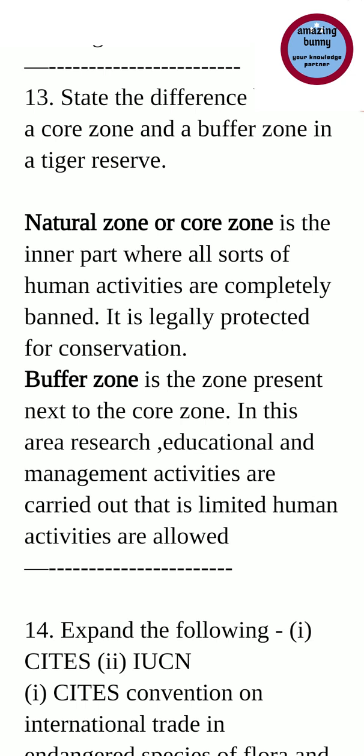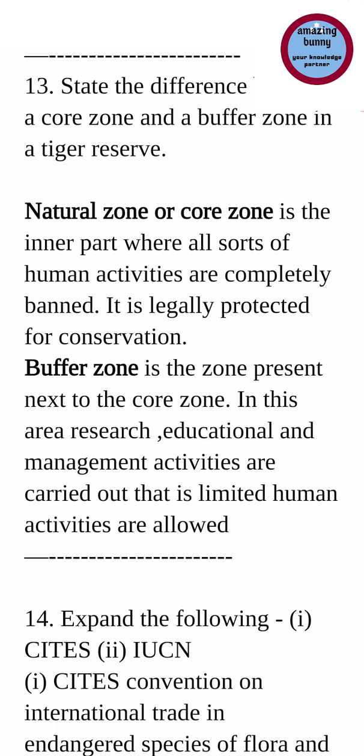State the difference between a core zone and a buffer zone in a tiger reserve. The natural zone or core zone is the inner part where all sorts of human activities are completely prohibited or banned. It is legally protected for conservation. The buffer zone is a zone present next to the core zone. In this area, research, educational and management activities are carried out, that is, limited human activities are allowed.